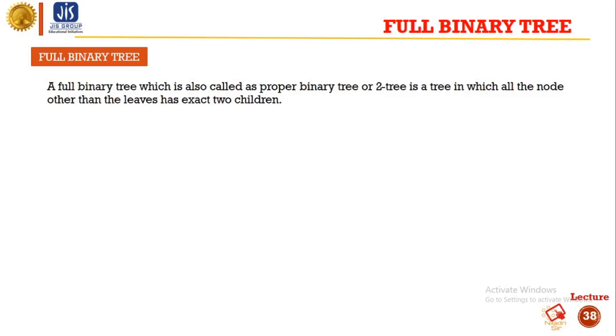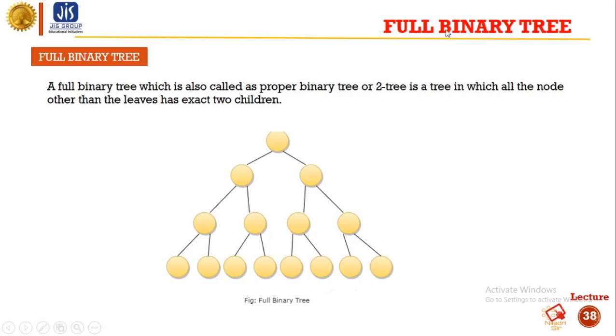A full binary tree, which is also called a proper binary tree or 2-tree, is a tree in which all the nodes other than the leaves have exactly two children. As we know, a tree is called a binary tree if all the nodes have a maximum of two children. That means a node can have zero children, one child, but a maximum of two children. A binary tree is called a full binary tree if every node except the leaf nodes has two children. So this is the pictorial representation.